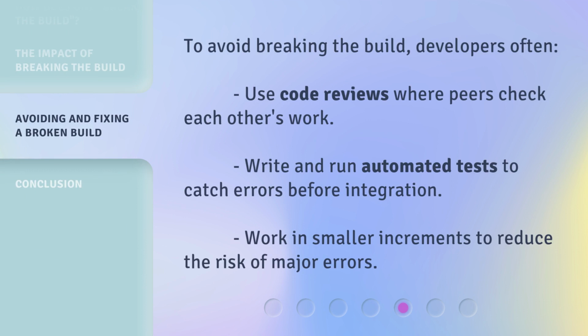To avoid breaking the build, developers often use code reviews where peers check each other's work, write and run automated tests to catch errors before integration, and work in smaller increments to reduce the risk of major errors.